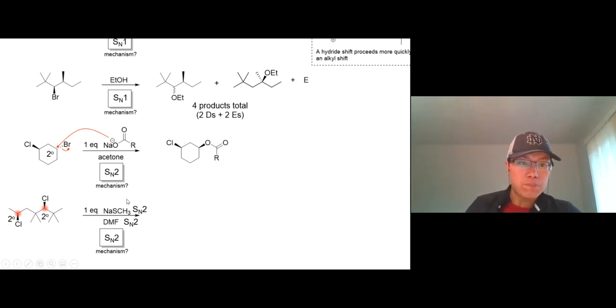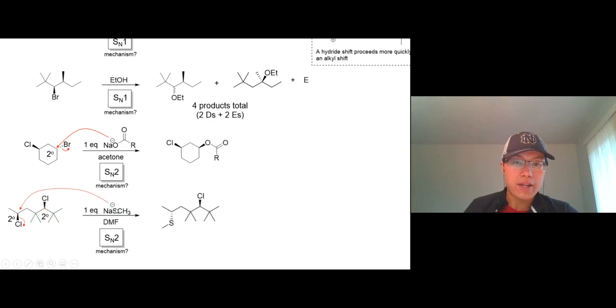So if this were an SN2, it's a backside attack at the less sterically hindered reaction center. So right there, this one. This one is too hindered. So sulfide is going to attack right there, and you should get sulfur on a dash line.